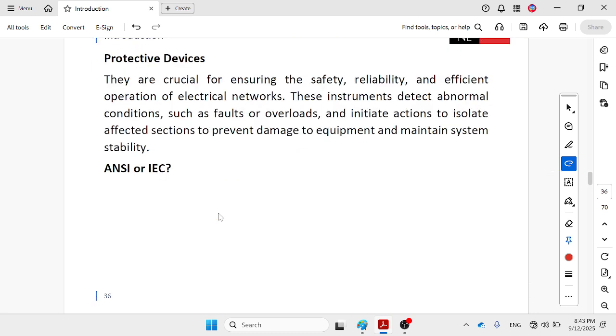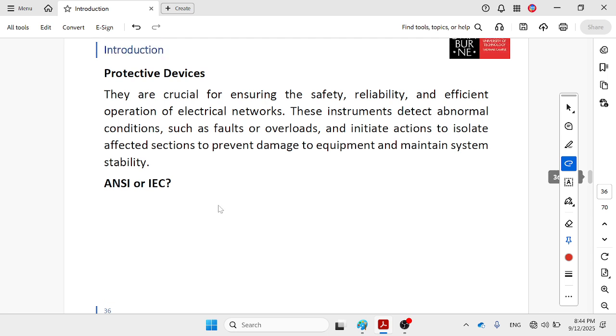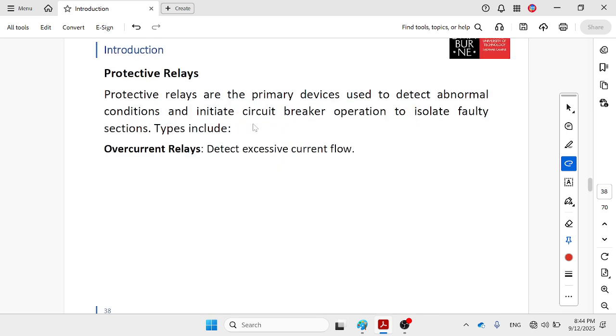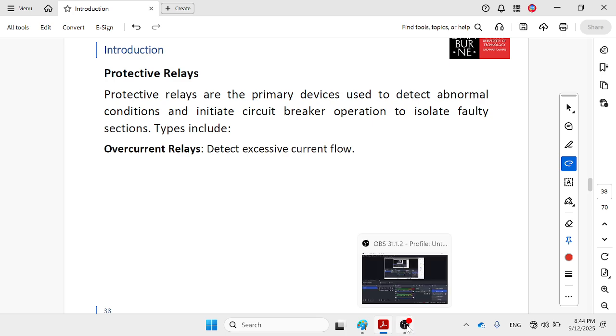So this is somehow considered as a power system protection device. As I mentioned before, there is a table to explain that. This is ANSI, this is IEC. You can go through and review the names and the numbers and the shapes, I mean the signs, for the relay. Okay, I will continue in the next round.